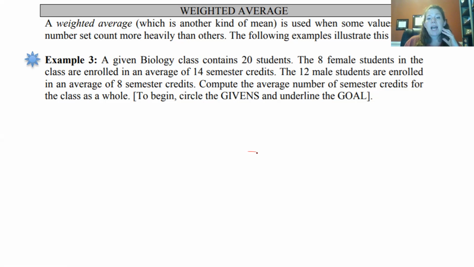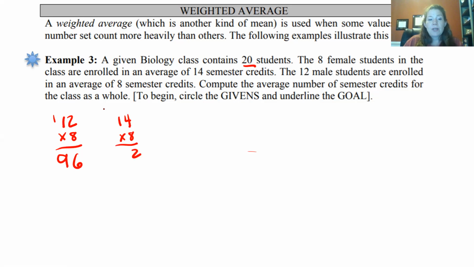So we're going to compute the average number of semester credits for the class as a whole. All right, so there are 20 students, and it's just letting us know that it's not half males and half females. There's more males. So to find the average, we have to signify that 8 occurs 12 times, okay? So 12 of my students have 8 semester credits. So that would be a total of 96 semester credits. And 8 female students have 14 credit hours.